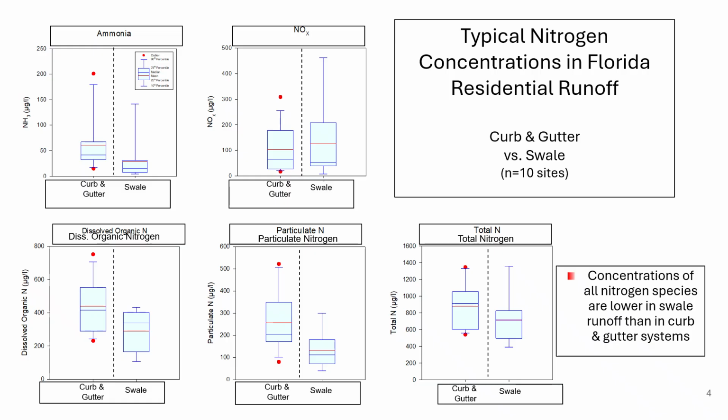What's clearly evident from these results is that concentrations of all nitrogen species, whether dissolved organic, particulate, or total nitrogen, are consistently lower in runoff collected from swale systems compared to what we find in curb and gutter systems. This provides significant justification for the value of swales in effectively reducing nitrogen loads in stormwater runoff.